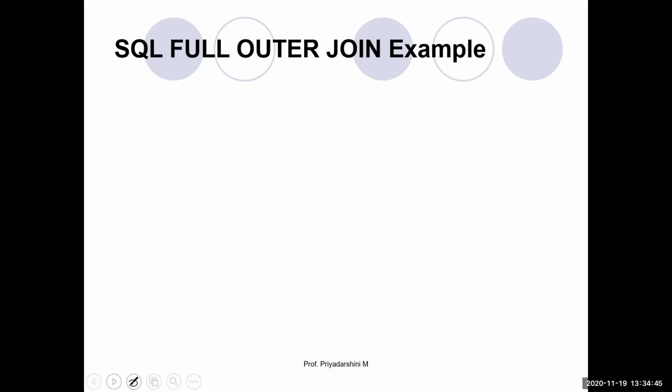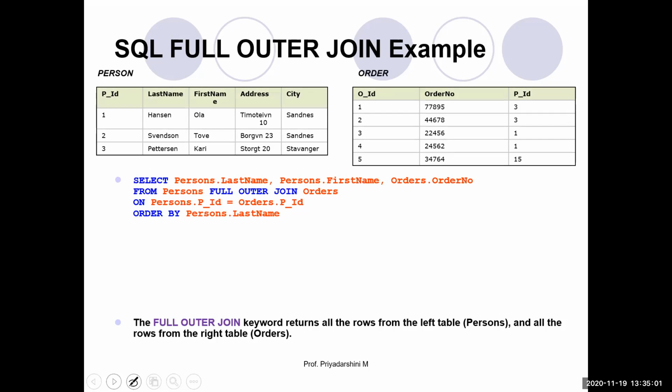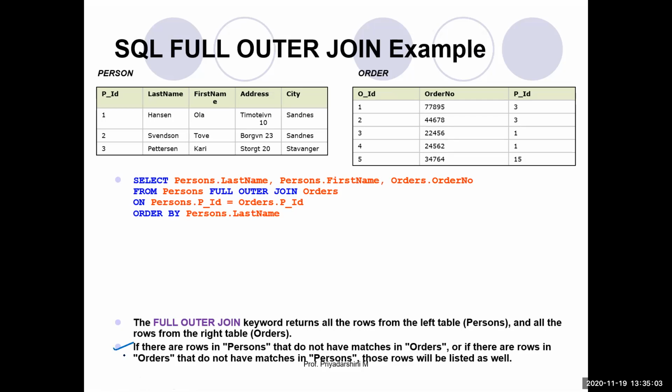So what is full? Obviously you would have already got it, that output from both the tables will be displayed. So the full outer join keyword returns all the rows from the left table and all the rows from the right table. So this is an example. Check with the second point.